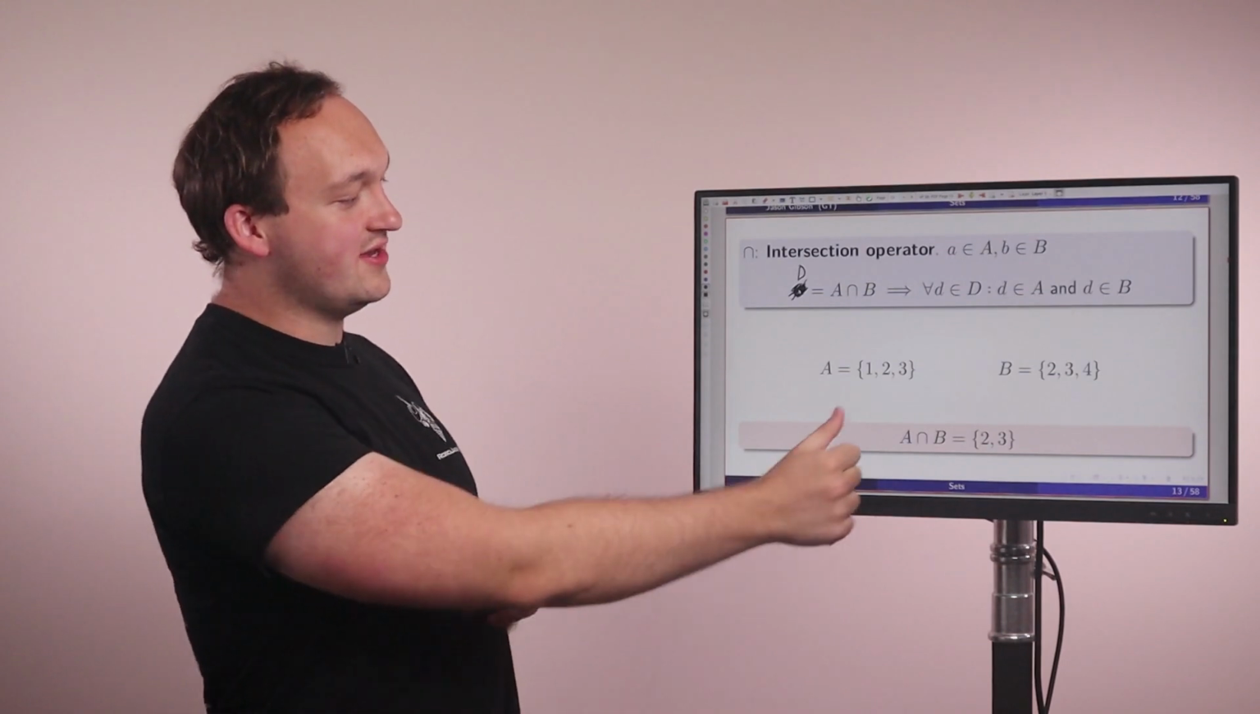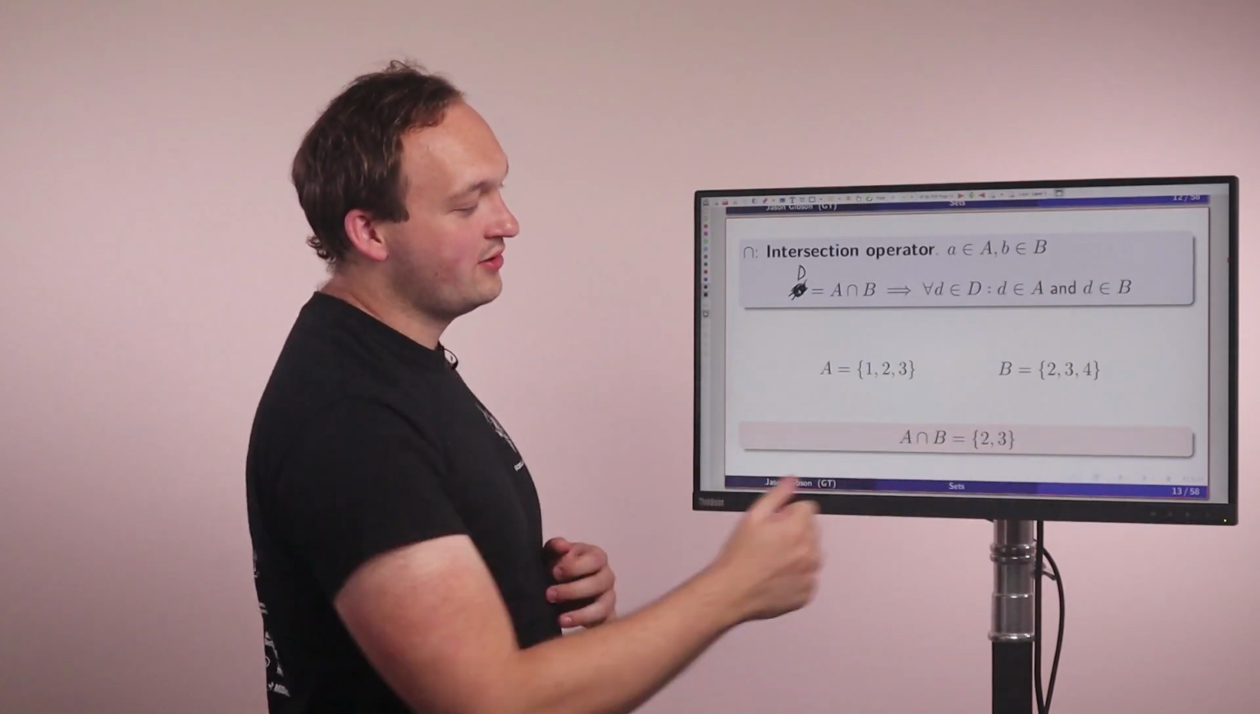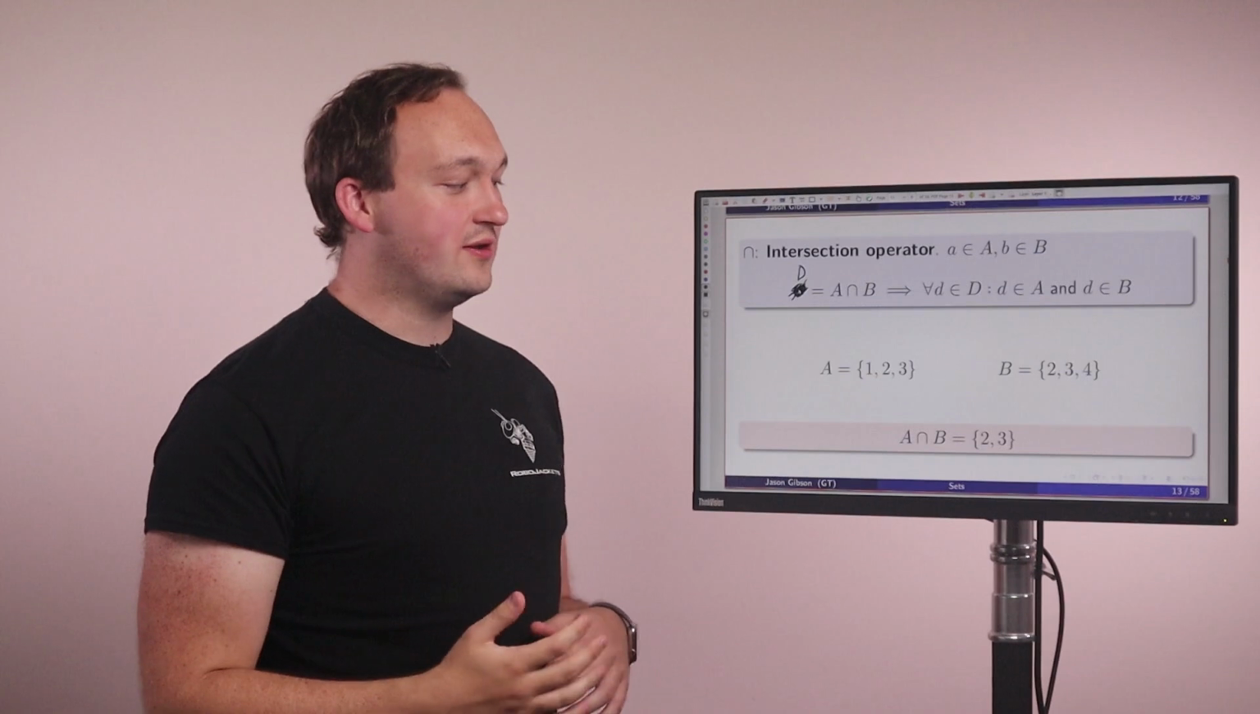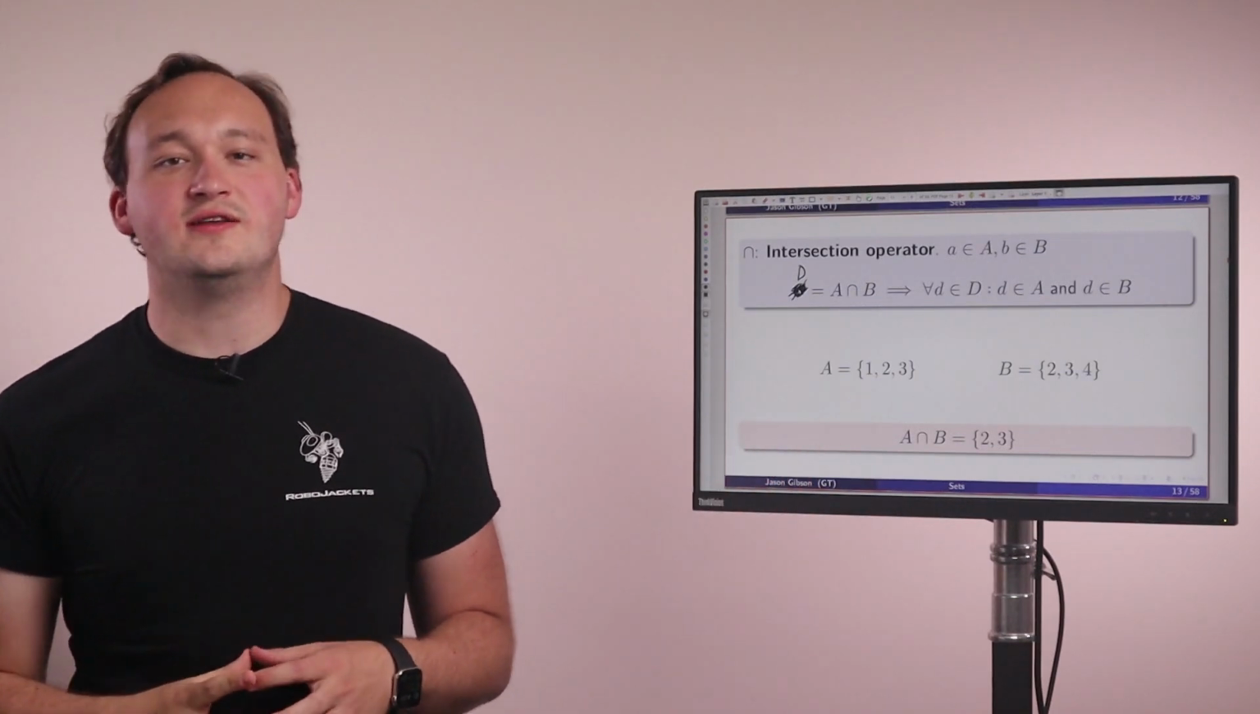So at the bottom, we have A is 1, 2, 3, and B is 2, 3, 4. The only common elements are 2 and 3. 1 and 4 are not in both sets, so they're not in the intersection.